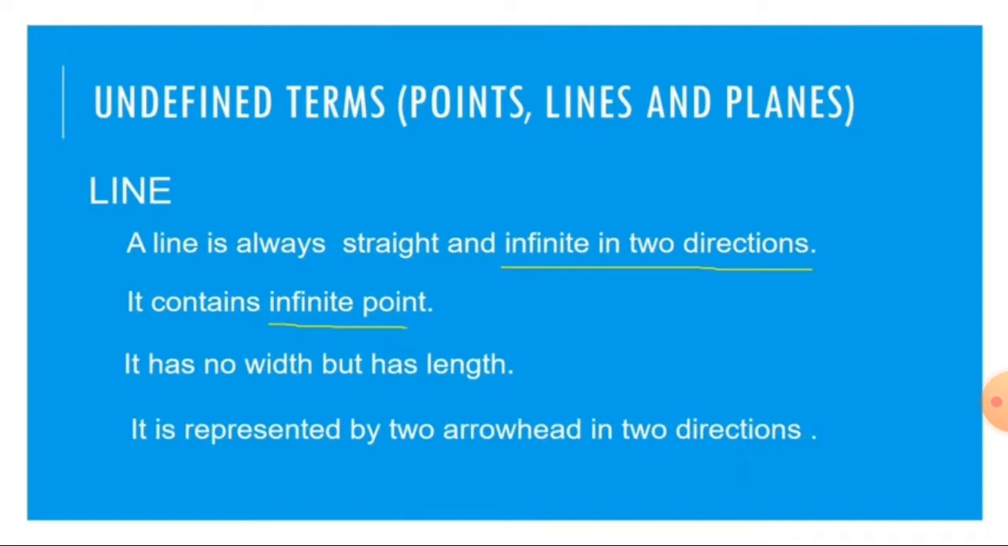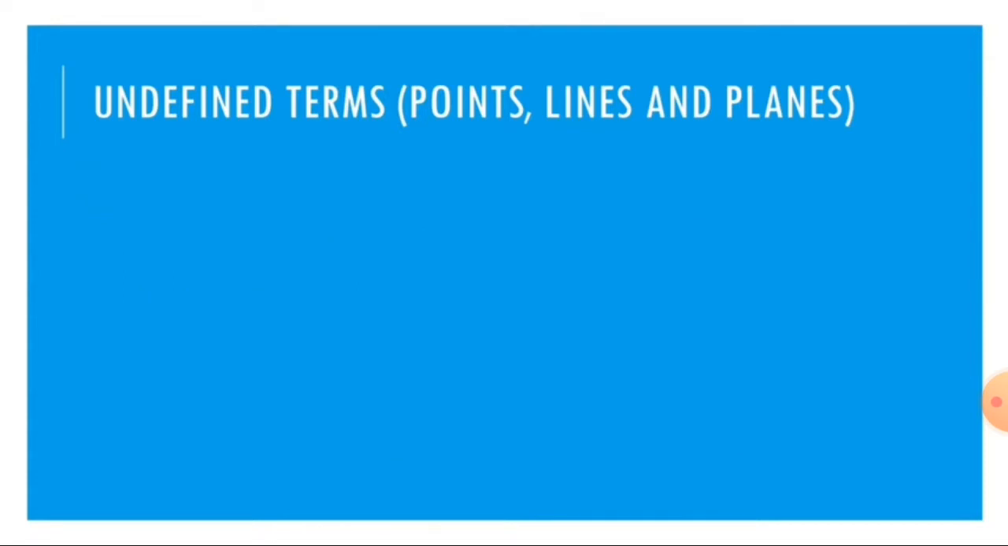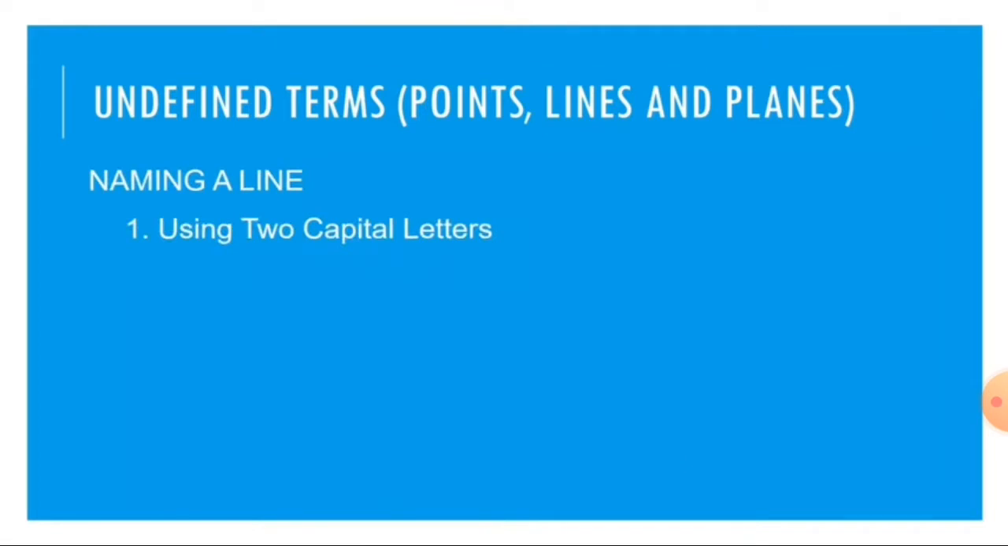Then, it is represented by 2 arrowhead in 2 directions. So, yan yung sinasabi ko na nagre-represent sa straight line like this figure at may dalawang arrowhead in both direction at yun yung sinasabi ng unang description na infinite in two direction. So, if we name a point, we can also name a line. And there are two ways to represent a line. Ang una ay using two capital letters.